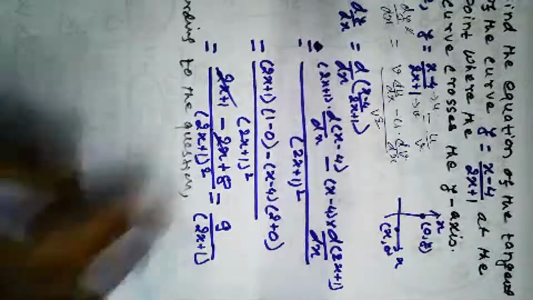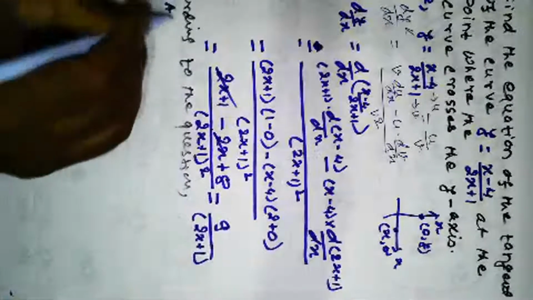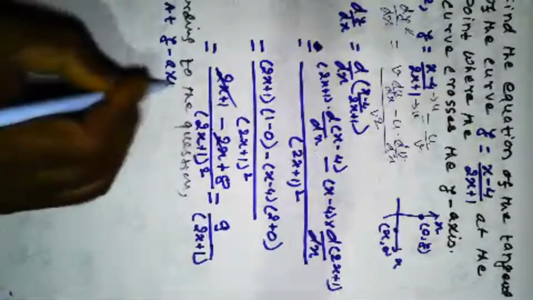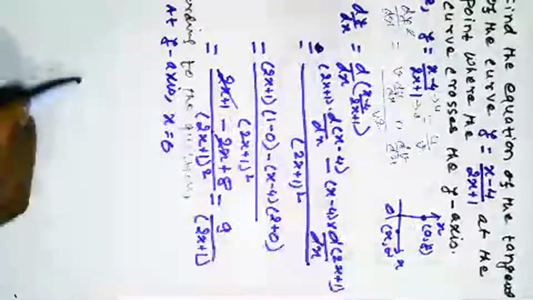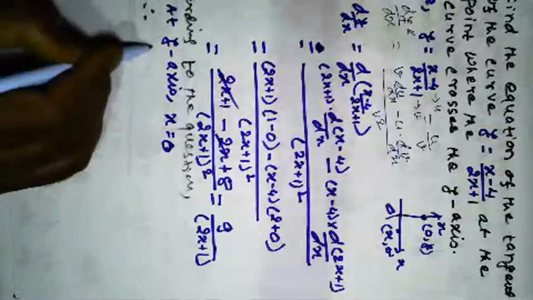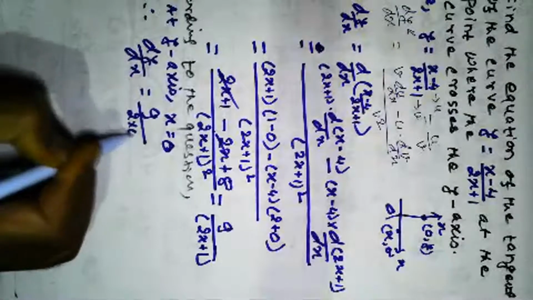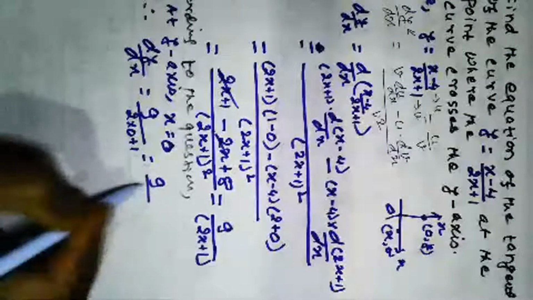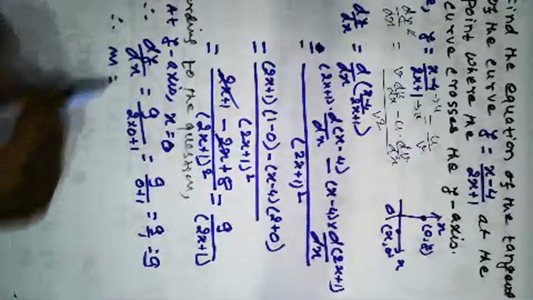Okay, according to the question, it says find the equation of the tangent of the curve y at the point where the curve crosses the y-axis. That means at the y-axis, the value of x is 0, just as throughout the x-axis, y is 0. So if you put x equal to 0, your dy by dx will become 9 divided by (2 times 0 plus 1) squared. That is 9 by 1, which is 9. So therefore, your slope is 9.